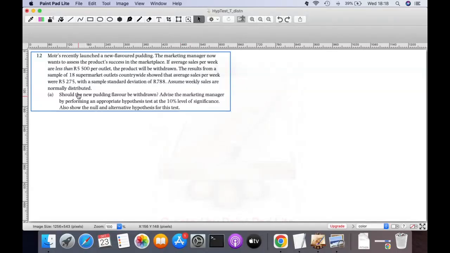So assume weekly sales are normally distributed. Should the new pudding flavor be withdrawn? Advise the marketing manager by performing the appropriate hypothesis test at the 10% level of significance. Also show the null and alternative hypothesis for this test.